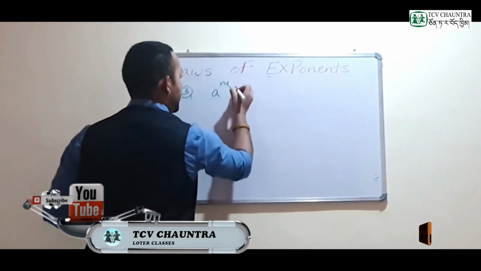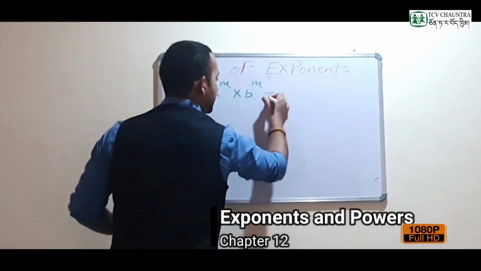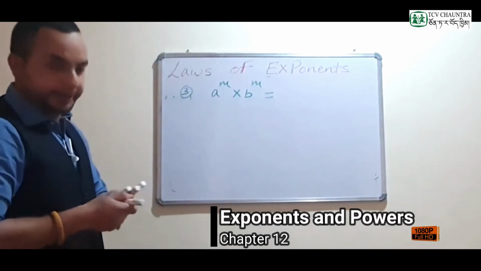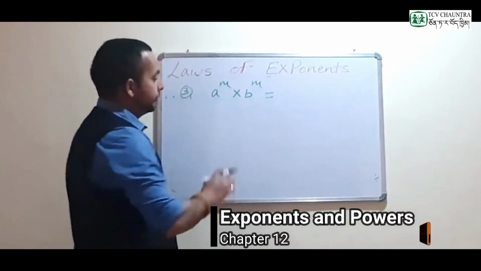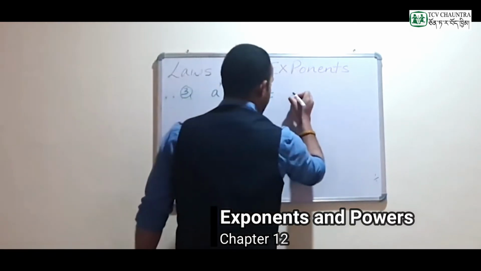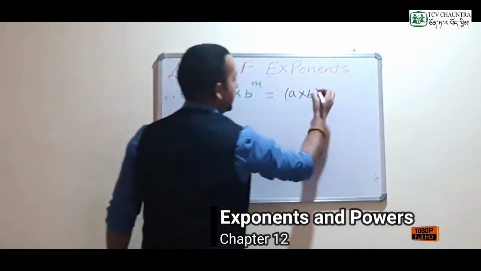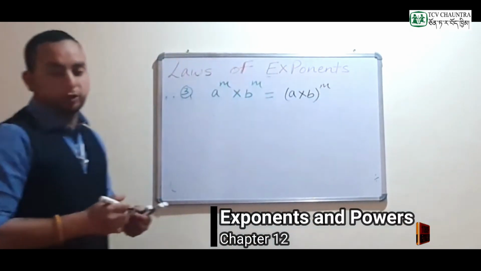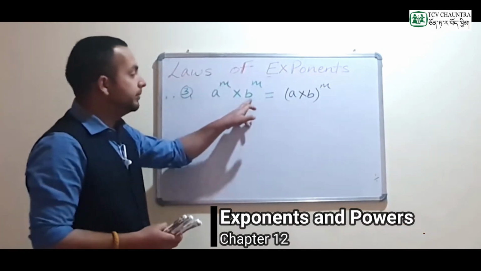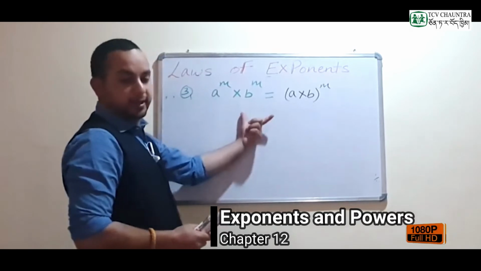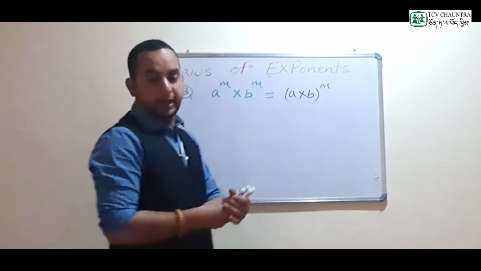a raised to the power m multiply b raised to the power m. Now your bases are different and your power is the same. What you will do is multiply these two, a multiply by b, and m you can write only once because it's common on both sides. a raised to the power m multiply b raised to the power m, you can write it as a multiply by b and a whole raised to power m.